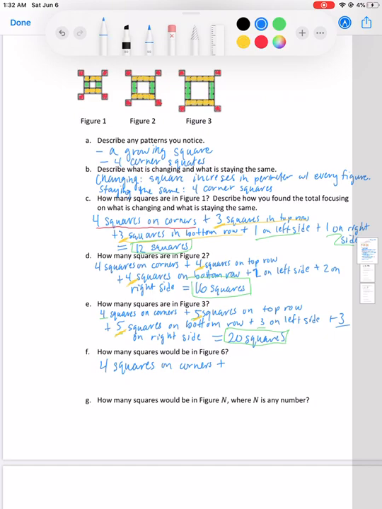Well, it looks like whenever there's 1, there's 3, and 2, there's 4, and 3, there's 5. So you have to add 2. So when you take my 6, I'm going to add 2 to it, and I have 8. 8 squares in the top row, plus 8 squares in the bottom row.